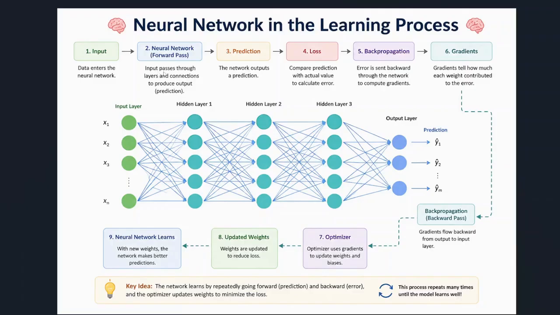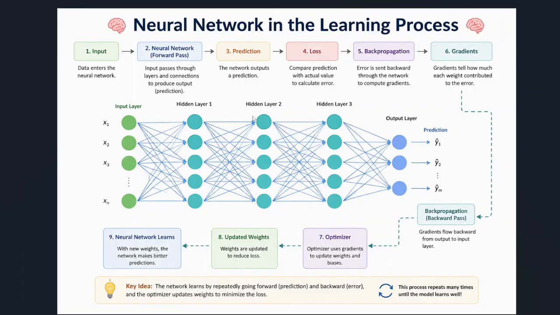So here input passes through layers and connections to produce the predictions. Our input is passing through our hidden layers and connections, you can see this, to give the prediction. Now the third one is your prediction.